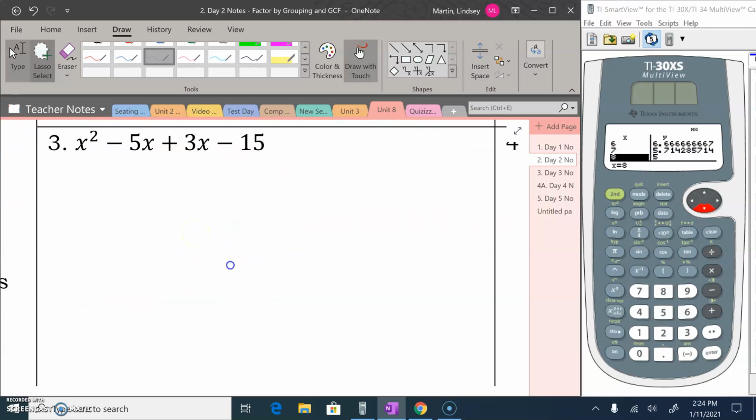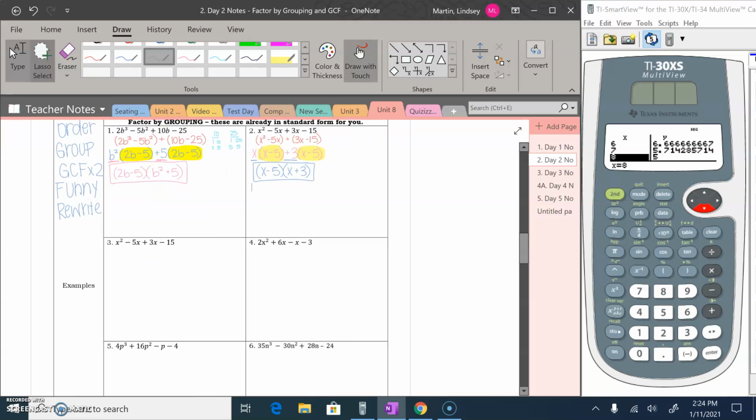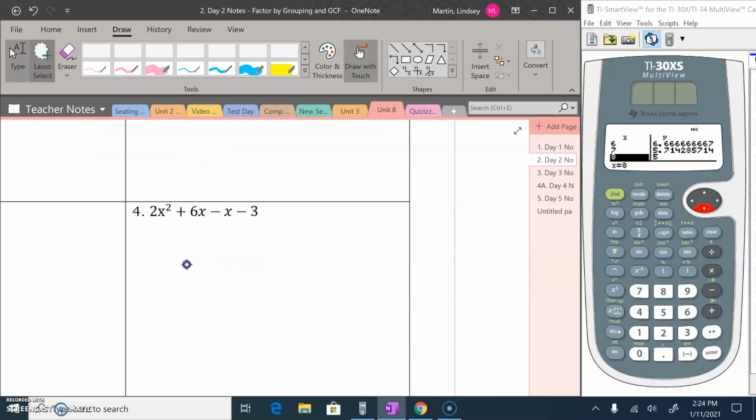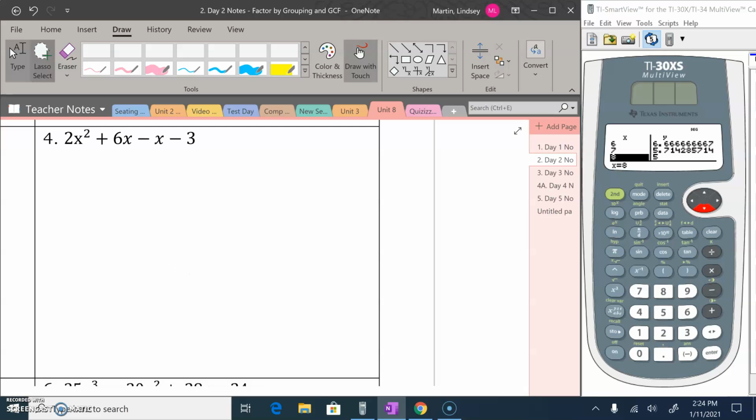Number 3. I think number 3 is a typo. Yes, so we will skip number 3 because that's a repeat and move on to number 4. Number 4 is 2x squared plus 6x minus 3. This is in standard form, so I will move on to grouping.